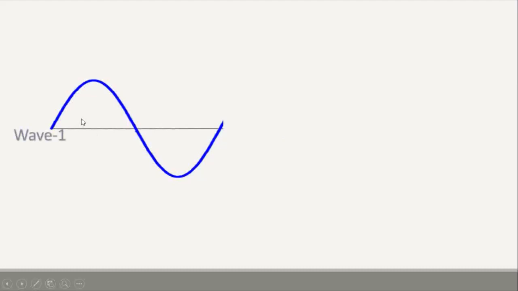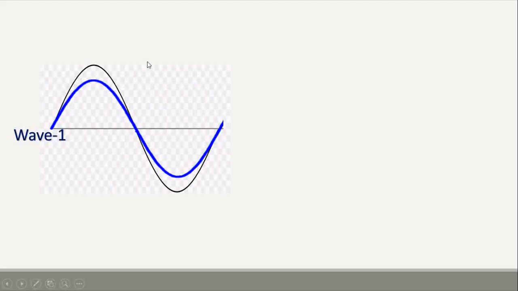Here I have taken one wave, which I call wave 1, blue colored, and one more wave, black colored, which I call wave 2. They are meeting at one particular point, superimposing on one another. In this case, a resultant wave will be produced because of the superposition of these two waves.